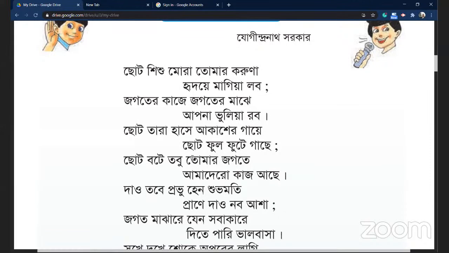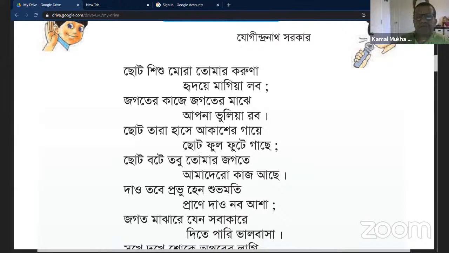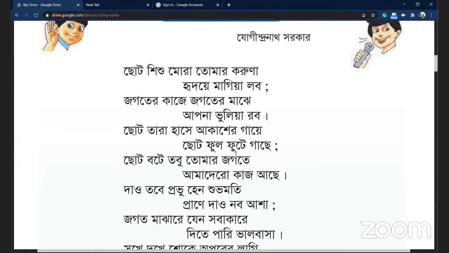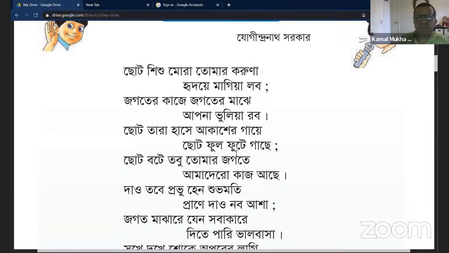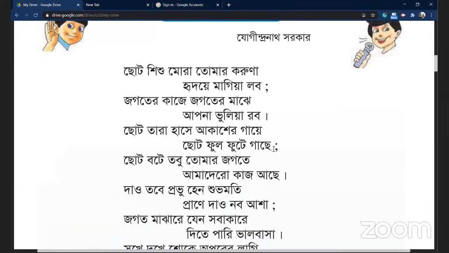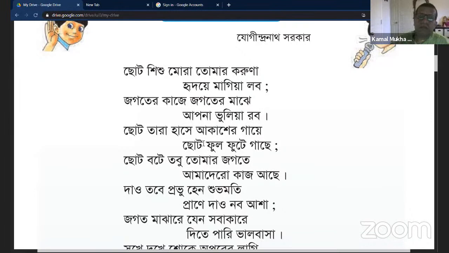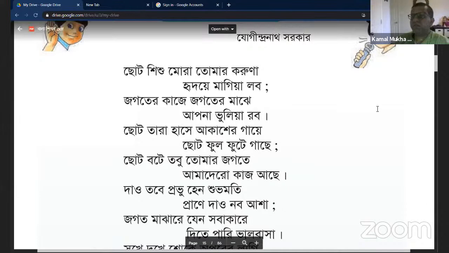Choto phul phute gache. Choto phul phute gache. Small flowers blooming in trees. Gach is tree. Phute is blooming. Phul is flower. Choto is small. Choto phul phute gache. Next is Mayur. Go ahead. This line.